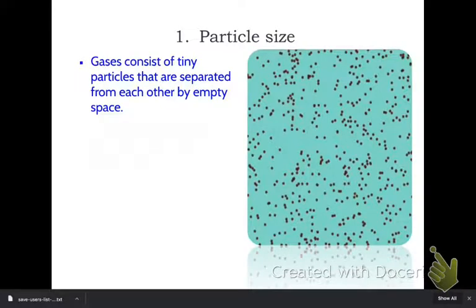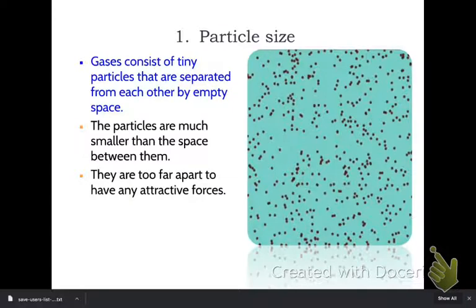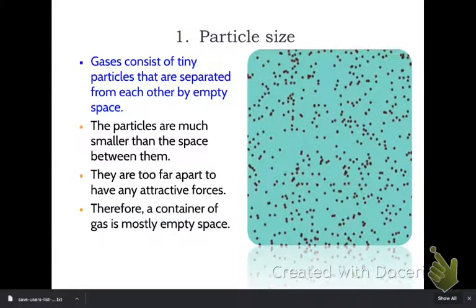Those particles are moving far too fast, and they're way too far apart to have any attractive forces that could hold them together as a liquid. There's a way we can get them back to a liquid. We'd have to slow that kinetic energy down by decreasing the temperature and then increasing the pressure to push them back together. So any container of gas is mostly empty space.